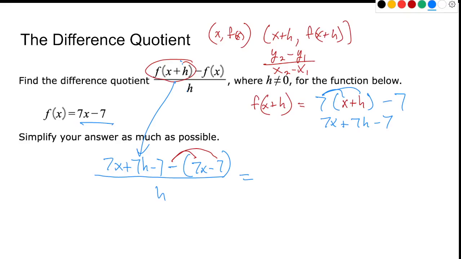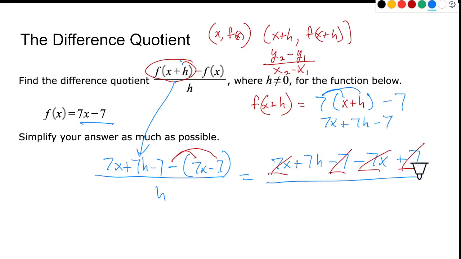So this distributes through, so let's just rewrite it. 7x plus 7h minus 7 minus 7x, so I'm doing this part here, plus 7. And so notice what happens. You've got a plus 7x here and a minus 7x. Those become 0. You've got a negative 7 and a plus 7. Those become 0. Again, I get ahead of myself a little bit. Sometimes there's the h still.